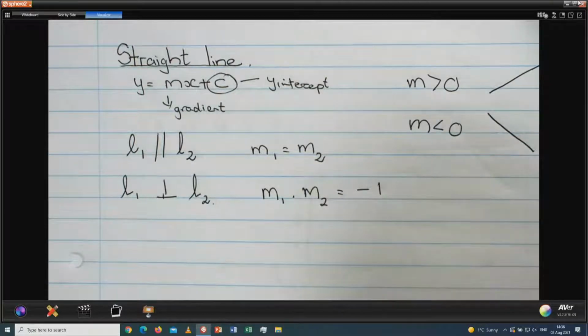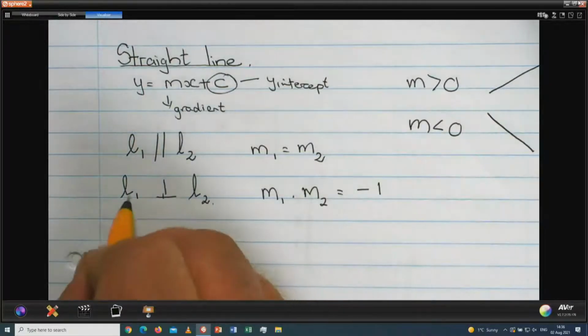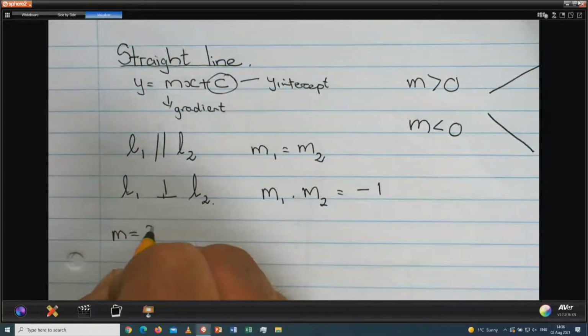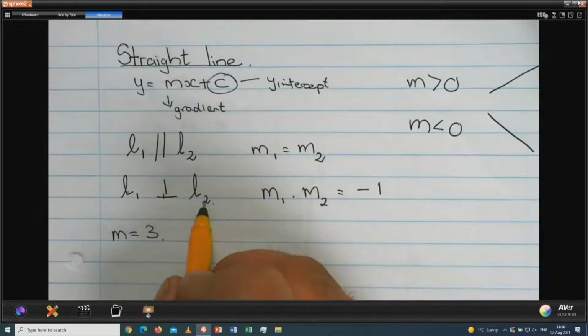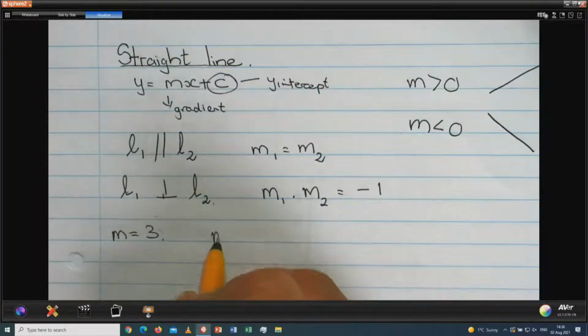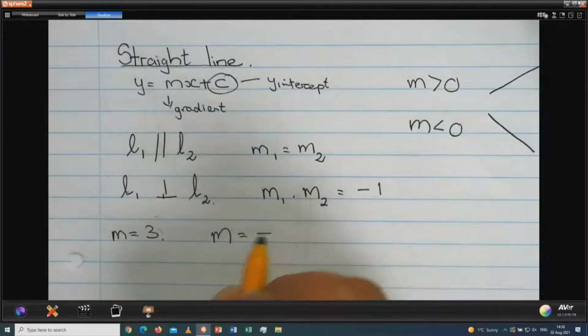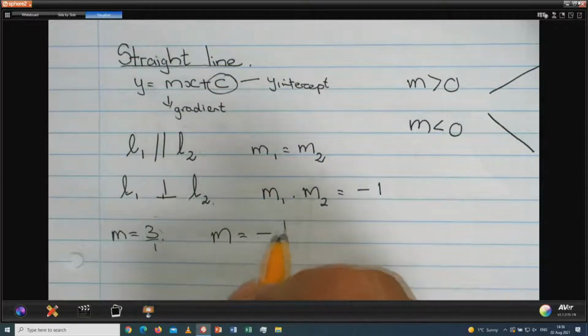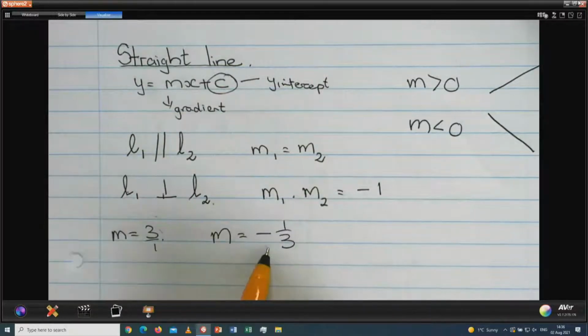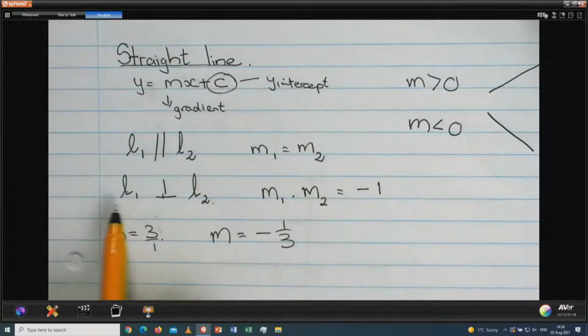For example, if line 1 has a gradient equal to 3, then what is the gradient of line 2 if it's perpendicular? It is the opposite sign and the inverse. If this is positive, then the gradient is negative. If it's 3 over 1, it's a third. Because 3 times negative a third will give you negative 1 if the 2 lines are perpendicular.